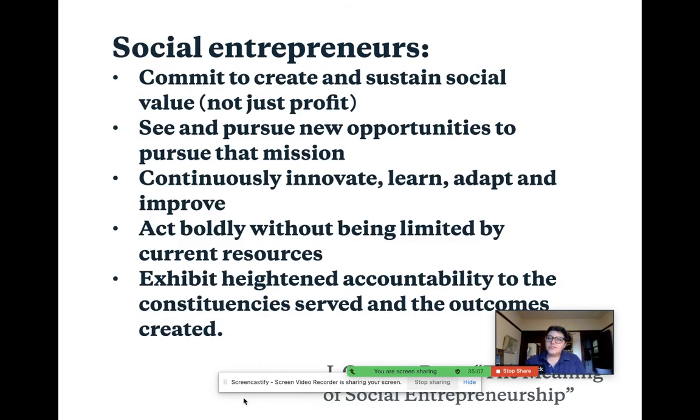Social entrepreneurs are committed to creating and sustaining social value, not just profit. They see and pursue new opportunities to pursue that mission. They are continuously innovating, learning, adapting, and improving, just like what I was mentioning before. They're acting boldly without being limited by current resources, and they exhibit heightened accountability to the constituencies served and the outcomes created.